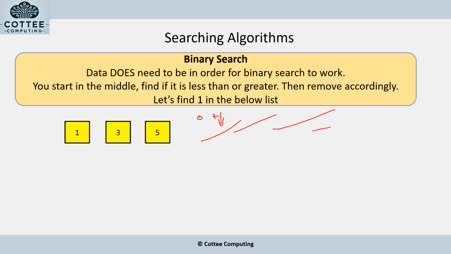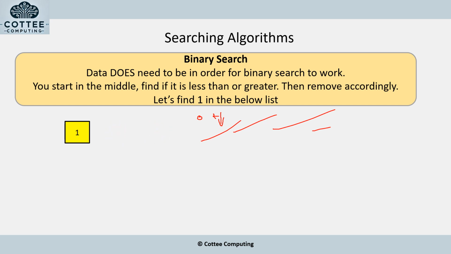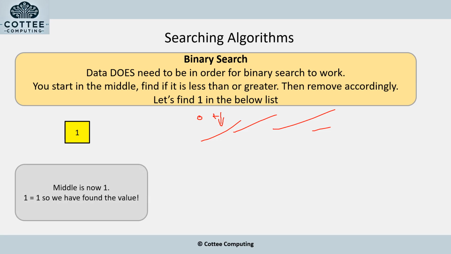So we're left with 3, and we find the middle, and our middle is 3 in this scenario. And then we do exactly the same thing. 1 is less than 3, so we don't need anything above it, so we get rid of it. And now we're left with just the value of 1. So we find the middle of that, which is 1, and we do 1 equals 1, and we say we found the value.